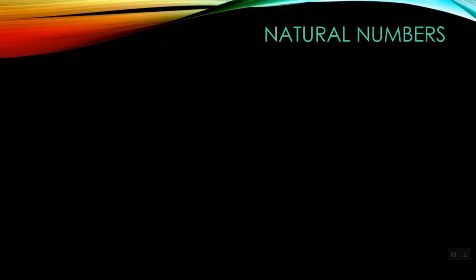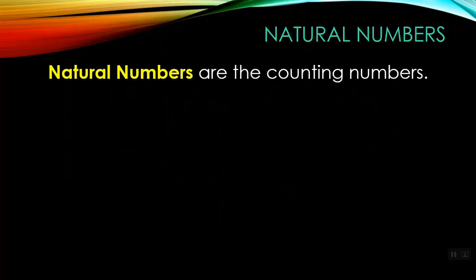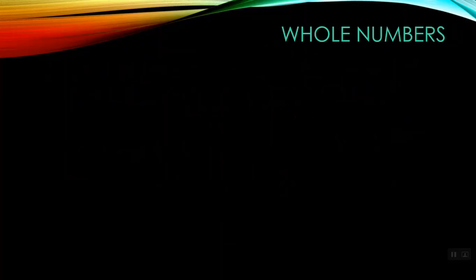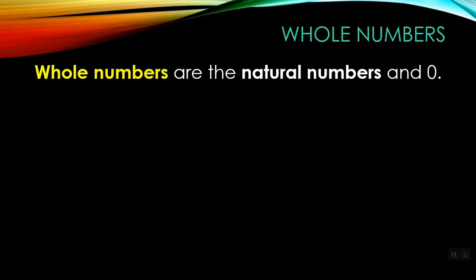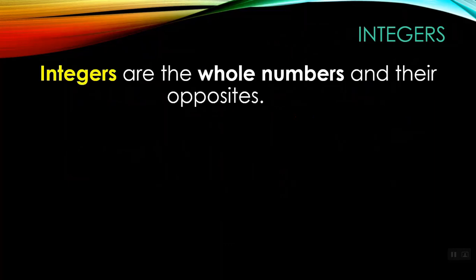Some of the subcategories are the natural numbers. Those are the counting numbers that were used to count various objects. The whole numbers are simply all the natural numbers plus 0 as well. And integers are the whole numbers and their opposites.